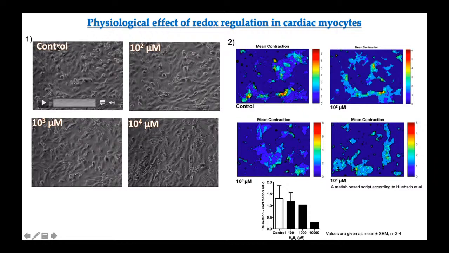The first condition was control, and then I added 100 micromolar of hydrogen peroxide. Then 1000 micromolar of peroxide, and then 10,000 micromolar of peroxide. Right? 100, 1000, and 10,000. And then what you do is study the physiological effect of redox regulation in the cardiac myocytes.